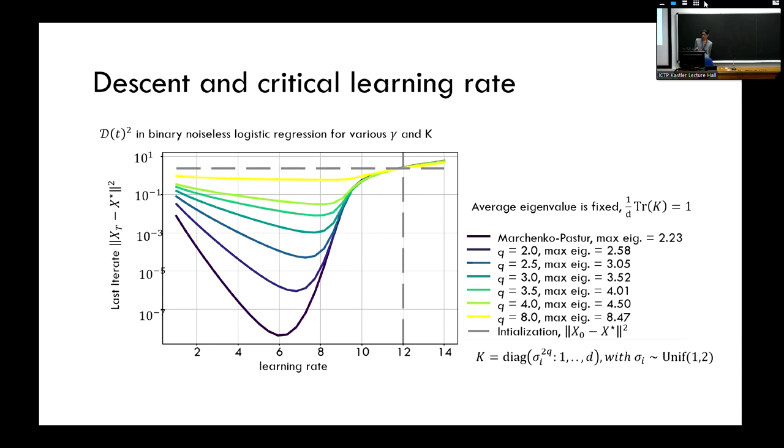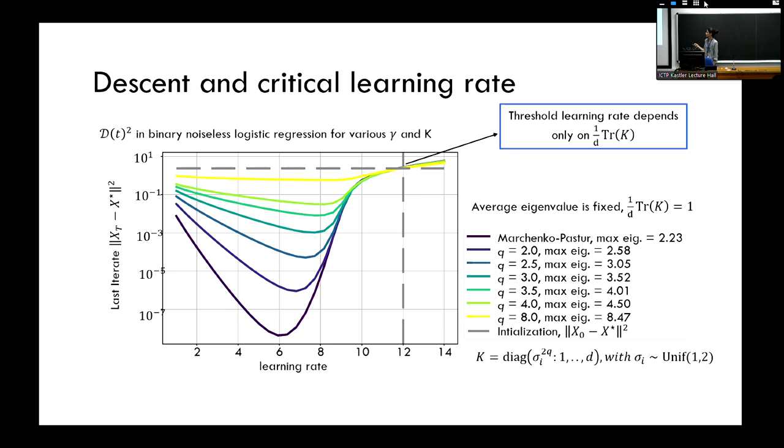Okay, and what you see here is just to validate our theory, so here is some numerical simulation. What we look at now is the distance to optimality at the last iterate as a function of the learning rate. And what we plotted here was with different covariance matrix structures. They all have some power law structure, but the power is different. And what we kept constant for all of them was the average eigenvalue. And what you see here is that they all collapse on the same point. So this is the threshold of stability. At this point, you see that indeed all of them escape stability. So this is exactly predicted by our theory.